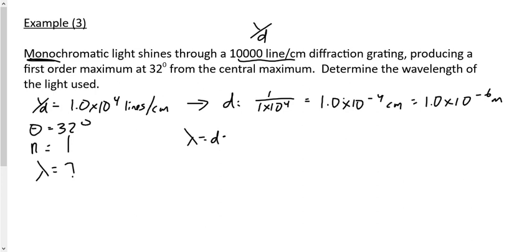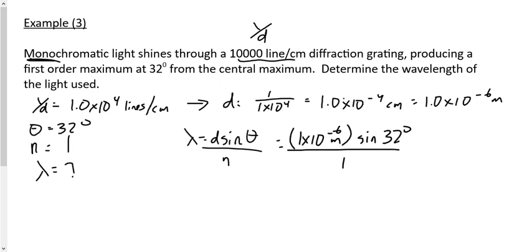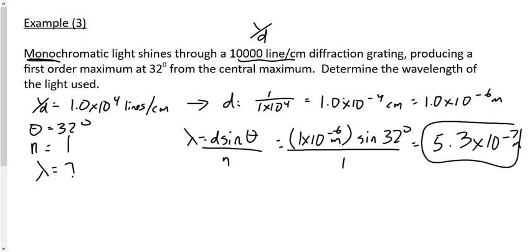Lambda is equal to d sine theta over n. Now it's just like all those other questions we had. D is 1 times 10 to the negative 6 meters times sine of 32 degrees, and we divide that by n, which is just 1. We end up getting a wavelength of 5.3 times 10 to the negative 7 meters. 10 to the minus 7 looks like I'm probably on the right track, right? Not always, as we saw when we went over the homework questions. It's not always 10 to the minus 7, but it usually is.